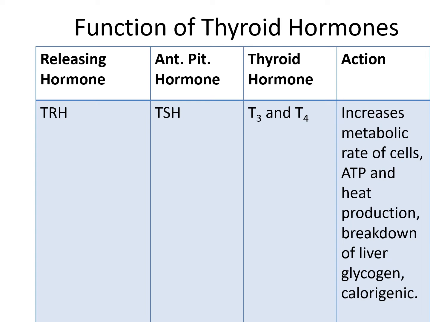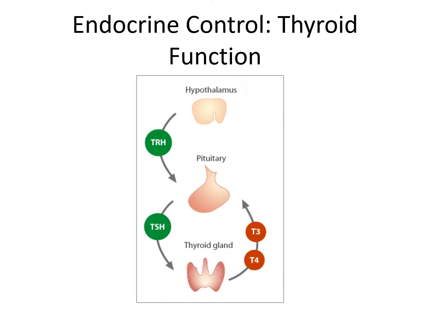So, right. T3 and T4, as we have mentioned, have an effect on metabolism. So how fast we utilize sources of energy. In doing so, we produce ATP and heat. It can also manage the breakdown of glycogen and other sources of energy. Therefore, we can say that it is calorigenic. It produces calories or energy.